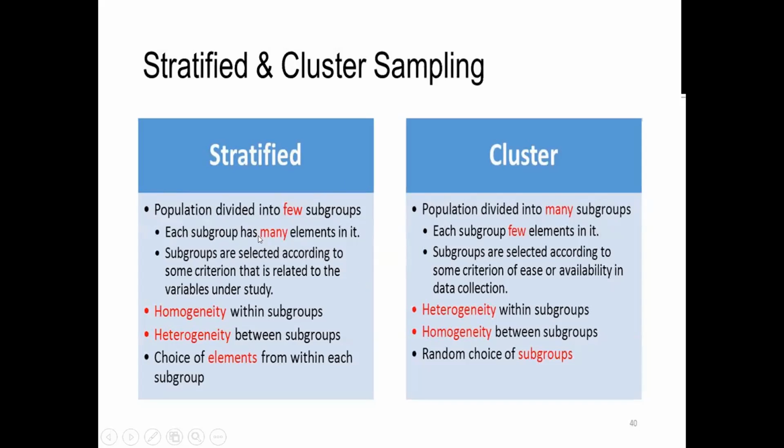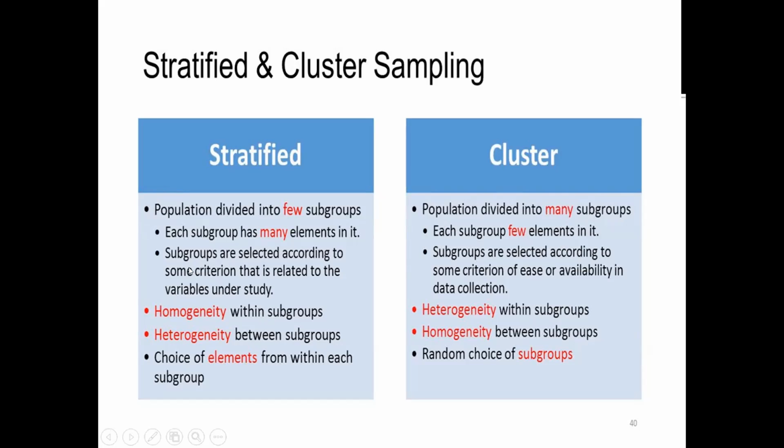Then each subgroup has many elements in it, like gender: females of all the employees of NTPC. So a lot of elements are there, or males of all the employees, or people in the manager designation, so many managers in the whole organization. Here each subgroup has few elements in it. So the number of subgroups is more, but within each subgroup the elements are fewer, like one element is one IIT or one office in one city.